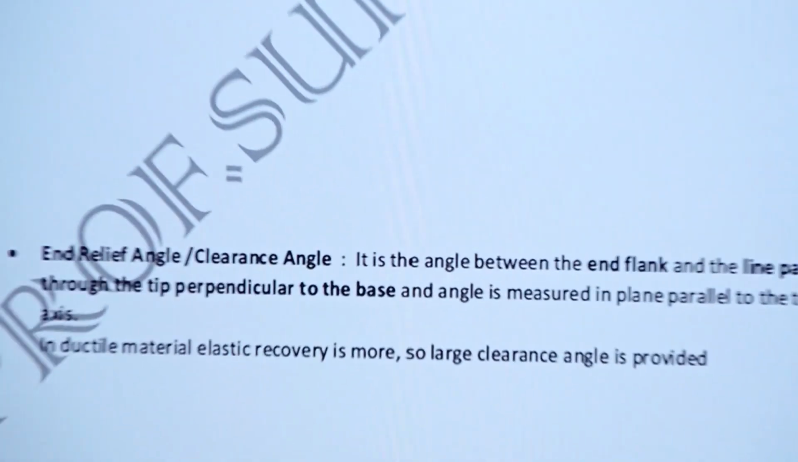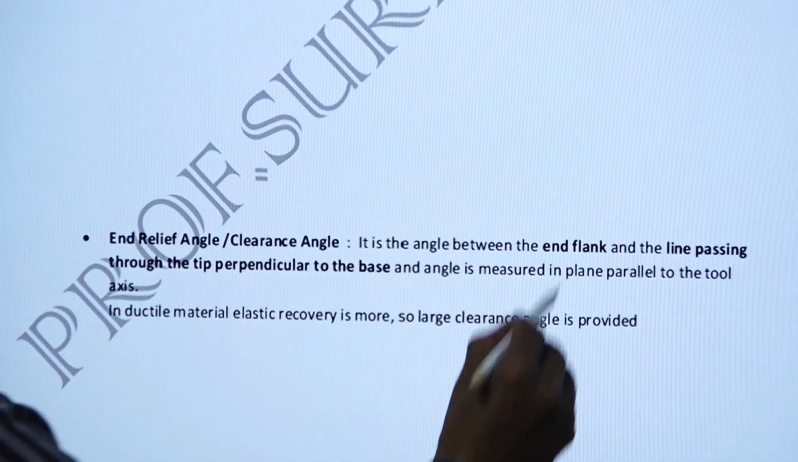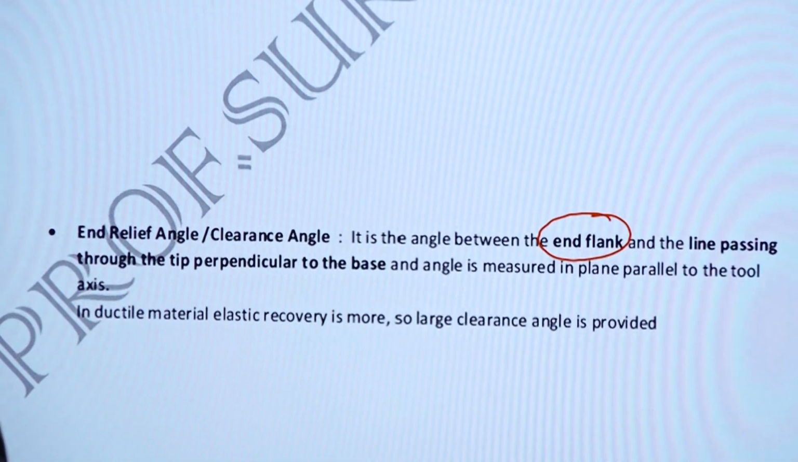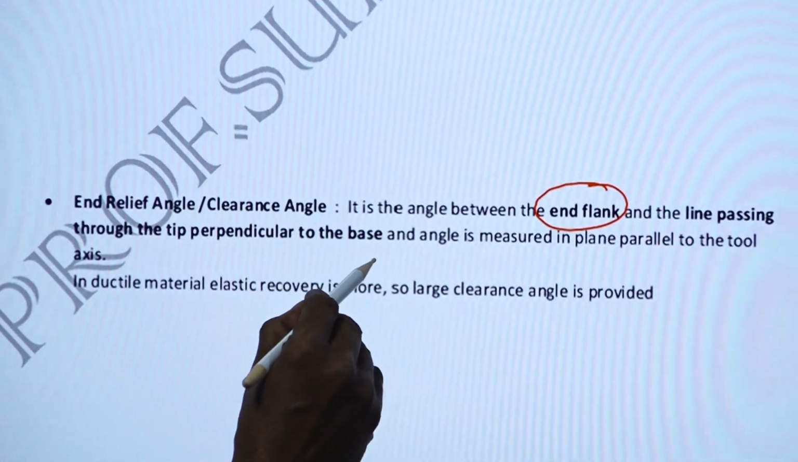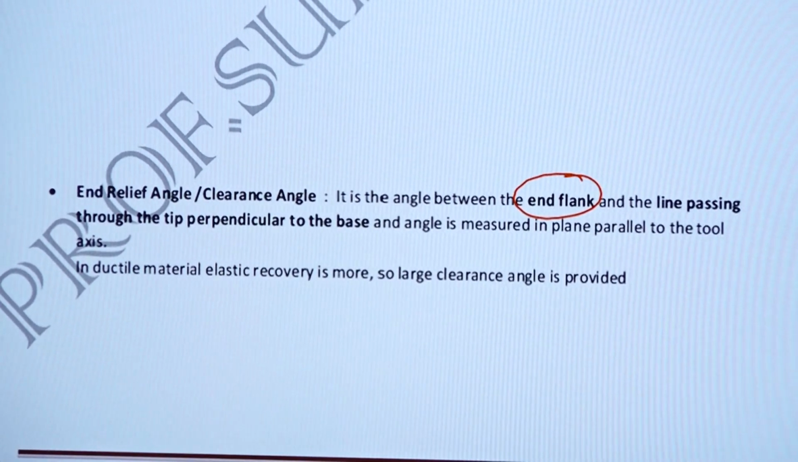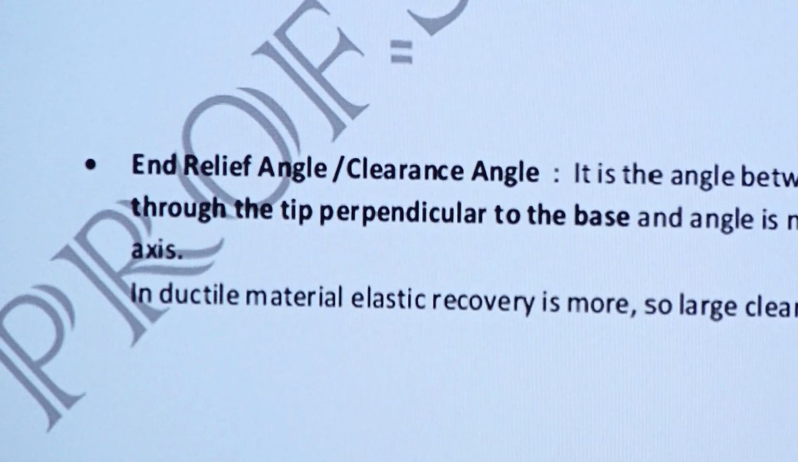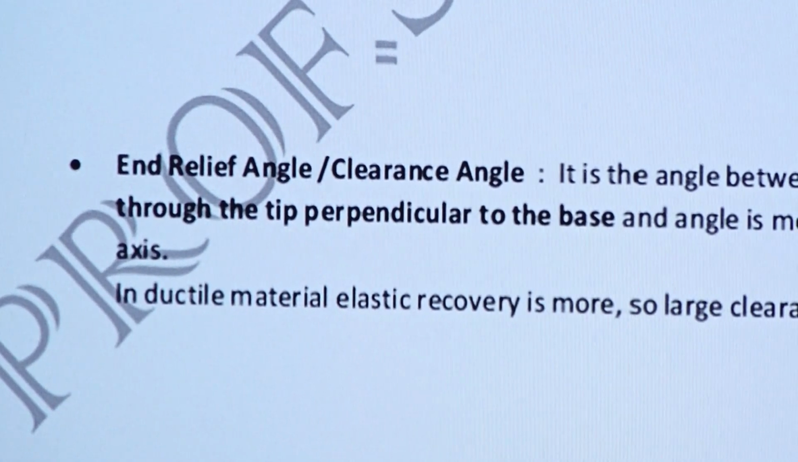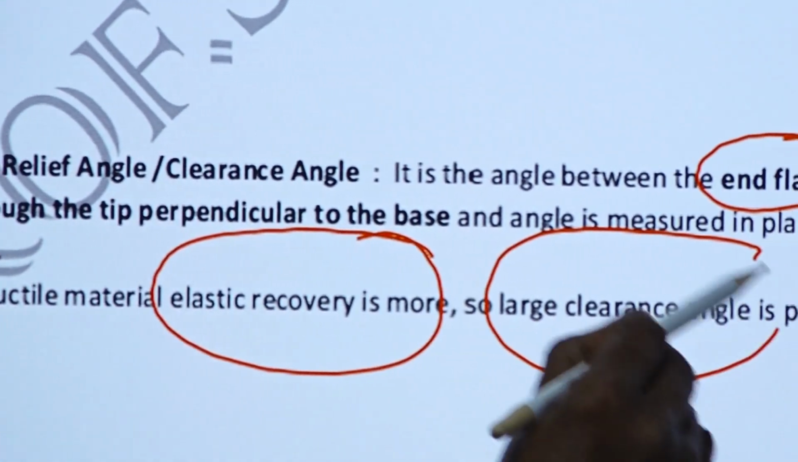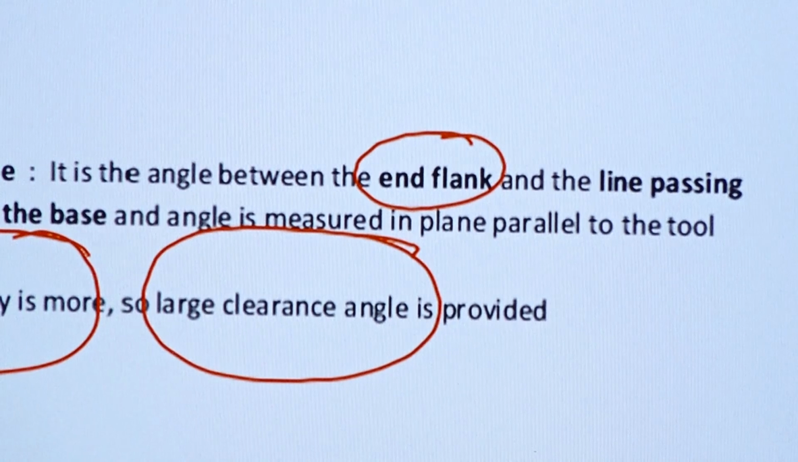The next term we are going to see is the end relief angle. It is the angle between the end flank and the line passing through the tip perpendicular to the base. In ductile material, elastic recovery is more. So for ductile material, a large clearance angle.